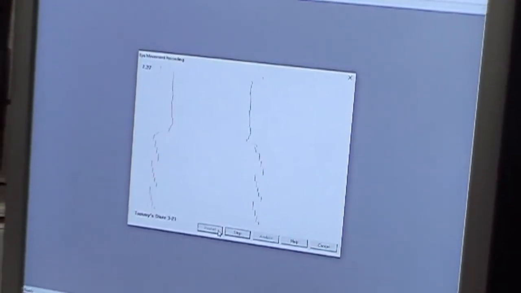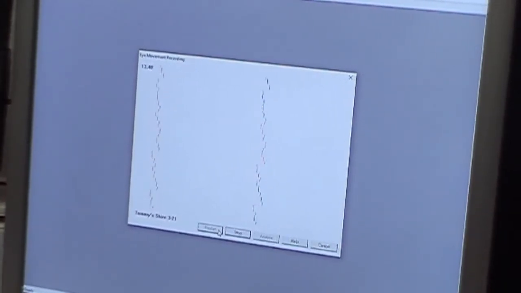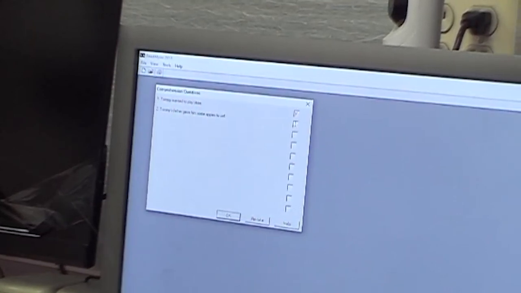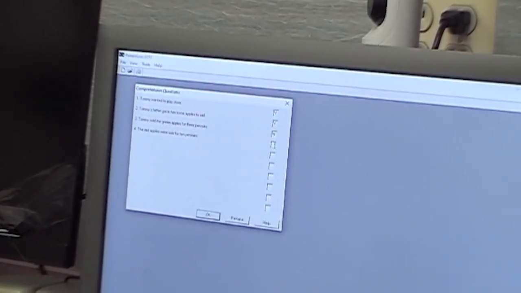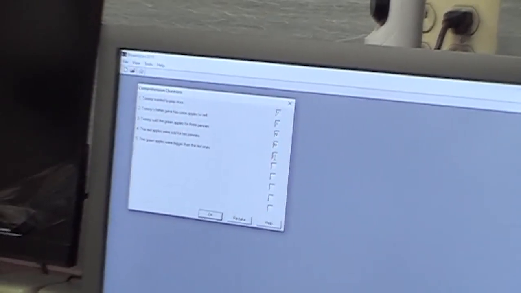You can see this is the graph measuring her eye movements as she's moving and reading. These are the questions that are answered. They're asked verbally, and the patient, whether child or adult, answers these. And at the end, what we're looking for is how many are correct.